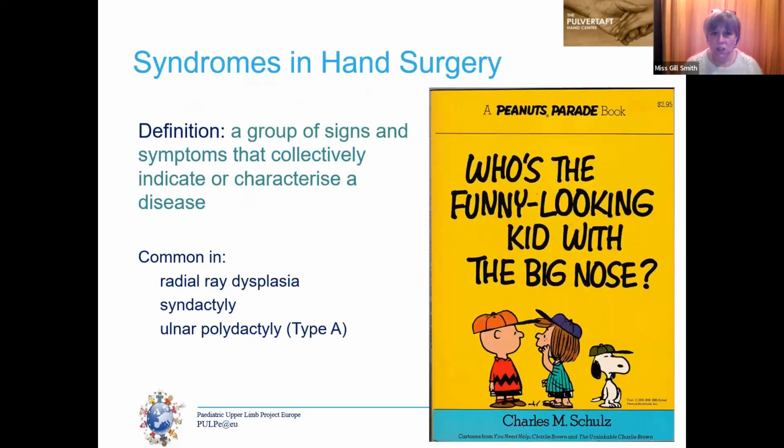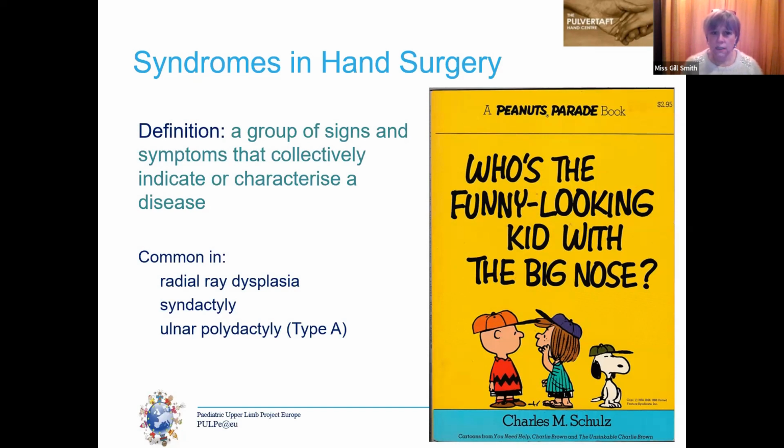I'm going to be talking about genetic syndromes. And a definition of a syndrome is a group of signs and symptoms that collectively indicate or characterize a disease. In England, at least, it used to be the thing that used to be written on the notes was funny looking kid, which was entirely inappropriate and certainly not politically correct. But basically it was saying, this is a child that doesn't look quite like the norm. This is a child whose features are outside the two standard deviations from what we'd expect.